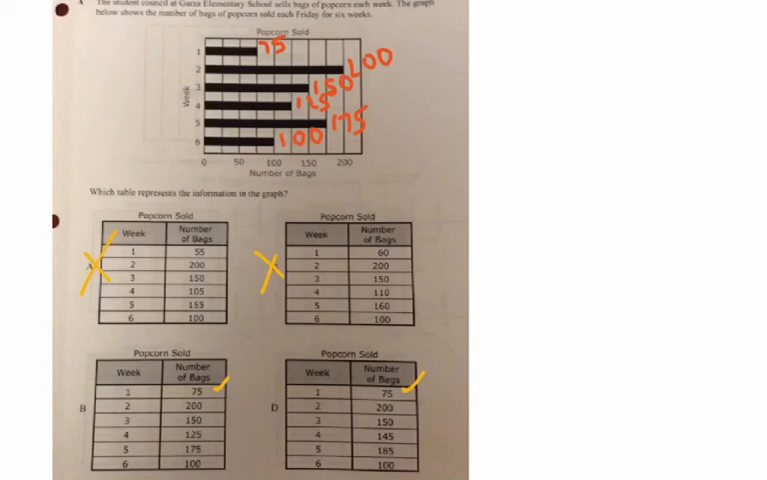So starting with B, week 2 is 200. Week 3 is 150. Week 4 is 125. Week 5 is 175, and week 6 is 100. So it looks like B is the correct answer. If we come over to D, we can see that the place they made the wrong answer was week 4. They put 145, and the answer should be 125.